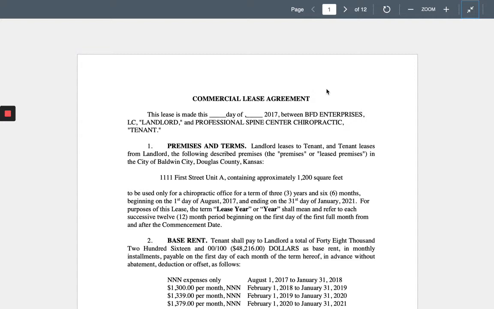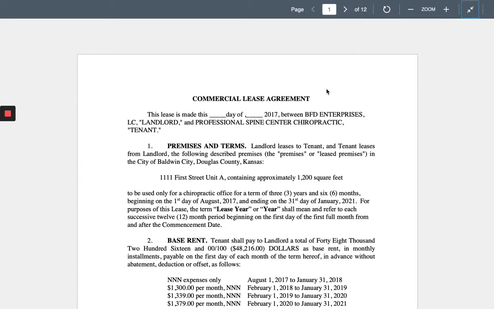So BFD Enterprises is the landlord, in quotes there to define that, and Professional Spine Center Chiropractic is the business, and that's the tenant. When you see it in quotes like that, it means that whenever you see that talked about later, if someone refers to landlord, it's making it very clear that they mean BFD Enterprises in this situation. And when they say tenant, they're making it very clear that they are referring to Professional Spine Center Chiropractic without typing that out every single time.